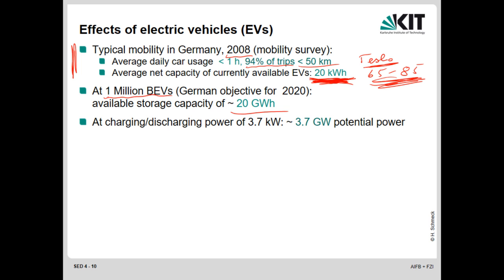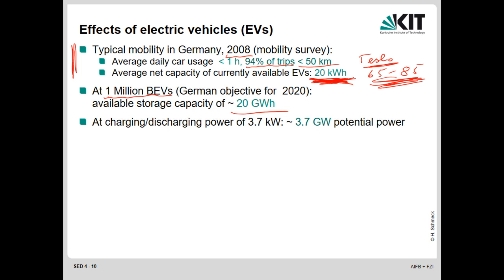20 gigawatt hours. Normally, if you look at our typical demand during the day, we have something between 50 and 70 gigawatt power demand in the peak. So 20 gigawatt hours would mean we could provide about the power that would be provided, for example, by solar panels on a good day for 1 hour.